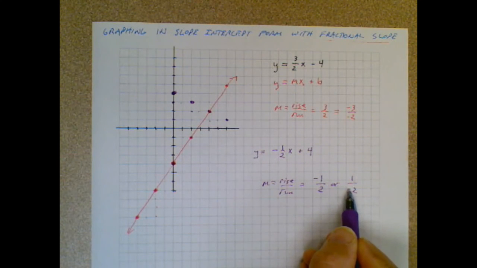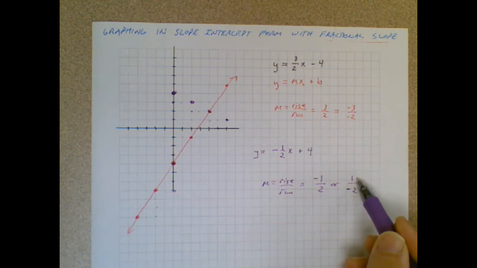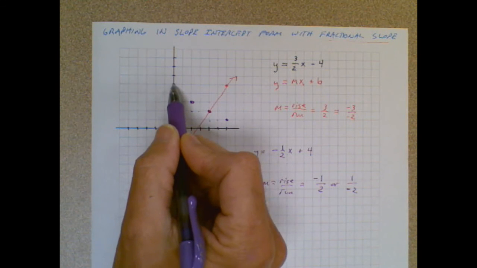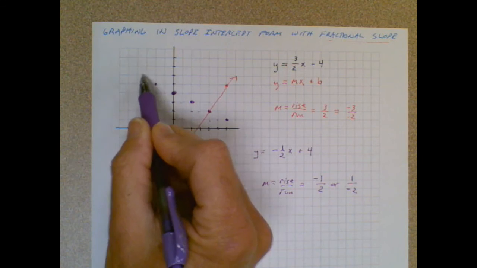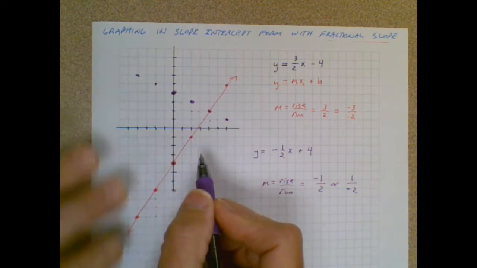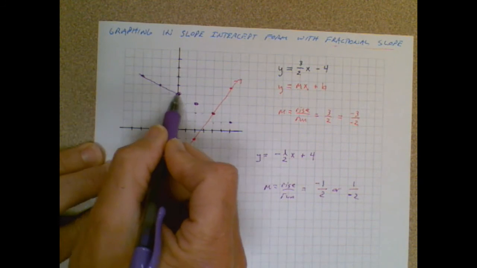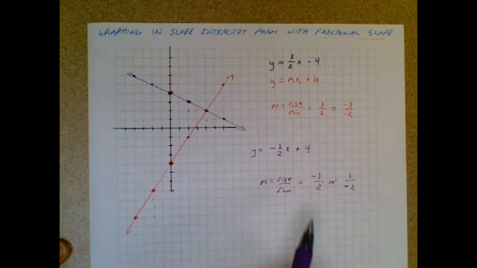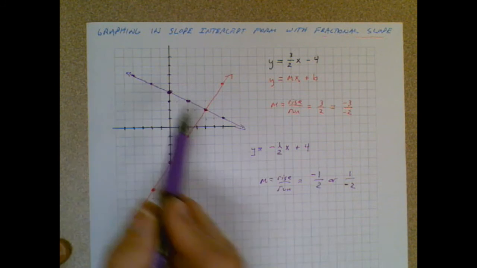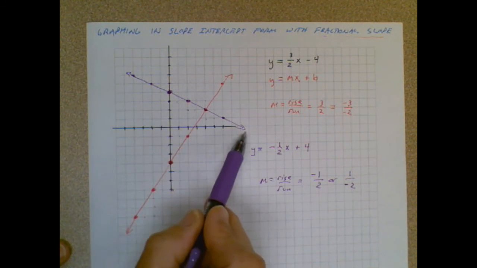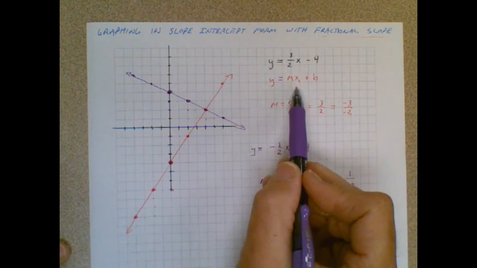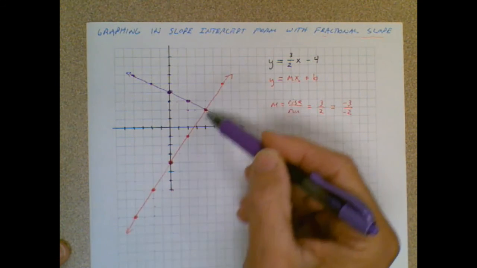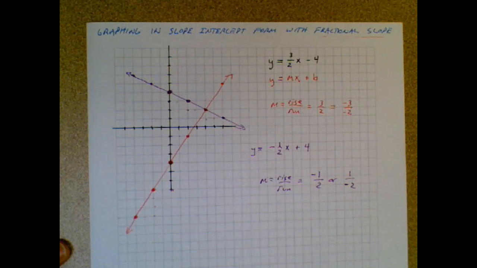If I decided to put the negative with the denominator, my rise would be +1 and my run would be -2, +1, -2, +1, -2. And that pattern gives me that line. Notice that negative slope line heading downhill as I travel to the right. Positive slope line traveling uphill as I travel to the right.